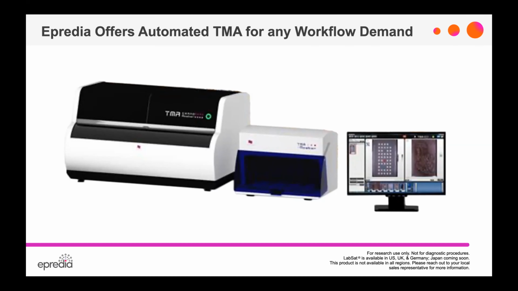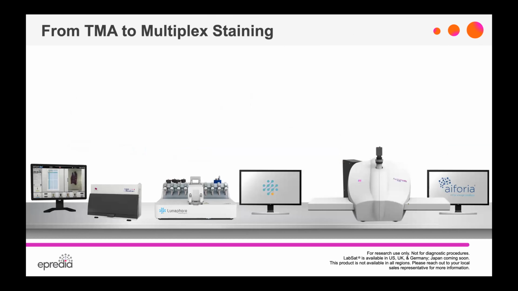The TMA Master 2 is really good for a lot of our clinical customers that maybe want to make disease panel blocks for maybe a breast cancer or something along those lines, or for special stains where you really only need a handful of donor blocks and nothing as complex as you would see with the TMA Grandmaster. The TMA transitions over to the multiplex staining.